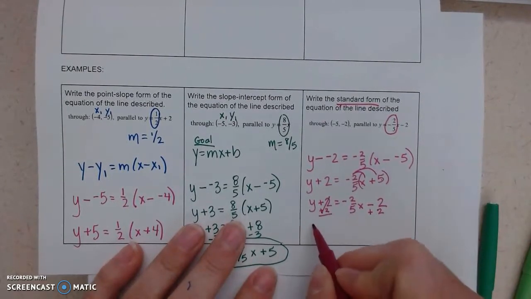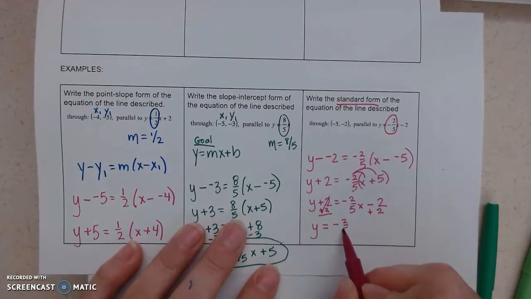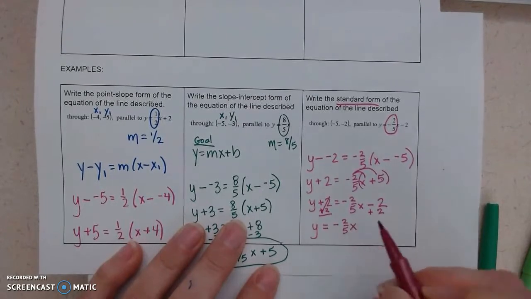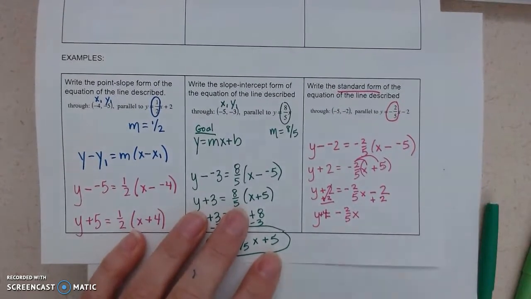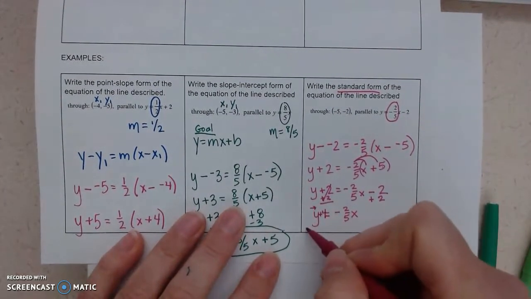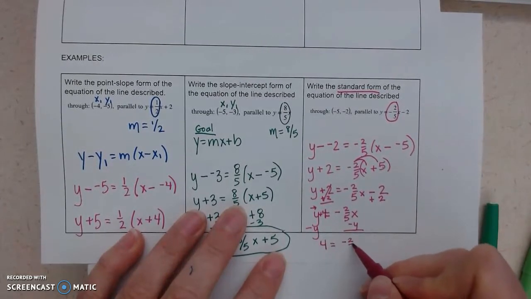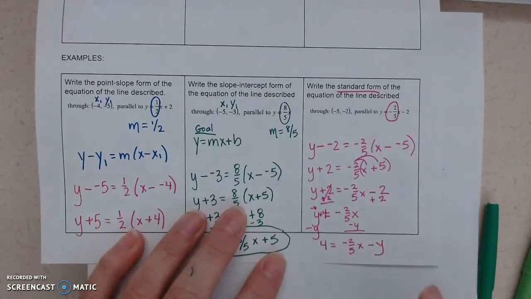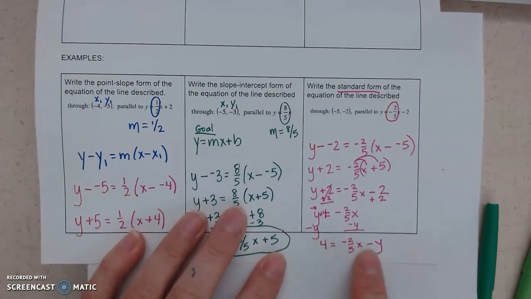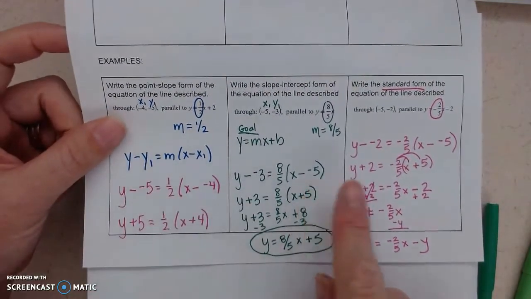And there's more than one right answer, depending on which side you move your letters to, if you remember from the other section. Oops, plus 4. So then I'm going to move my y term to the right side. So 4 equals negative 2/5 x minus y. Now, if you moved everything to the other side, remember, your 4 would be negative, your 2/5 would be positive, and your y would be positive. So all the signs would be opposite. They're both correct. All right, these are all your parallel examples.